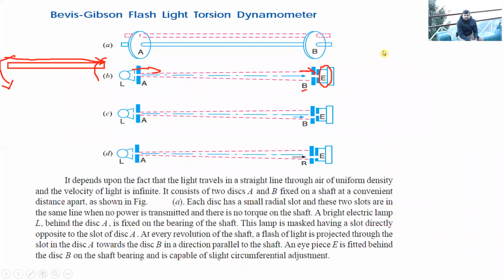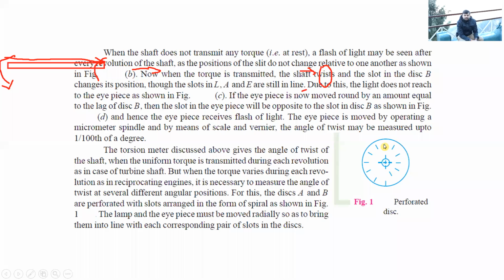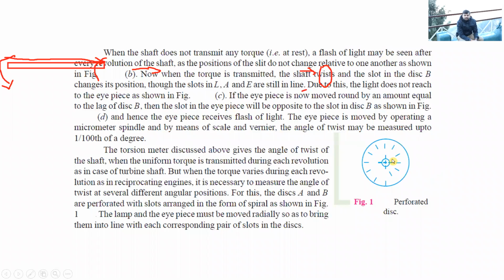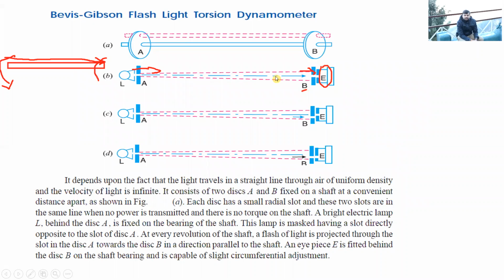This is the side view of this E. This perforated plate can even measure up to 1/100th of a degree. So even if this shaft rotates by 0.01 degree, this plate will be able to measure that amount of twist. They pass the light from here, and the small amount of light which is not passed is measured with the help of this perforated plate. By that measurement we can determine how much twist is produced in this shaft while transmitting the power.